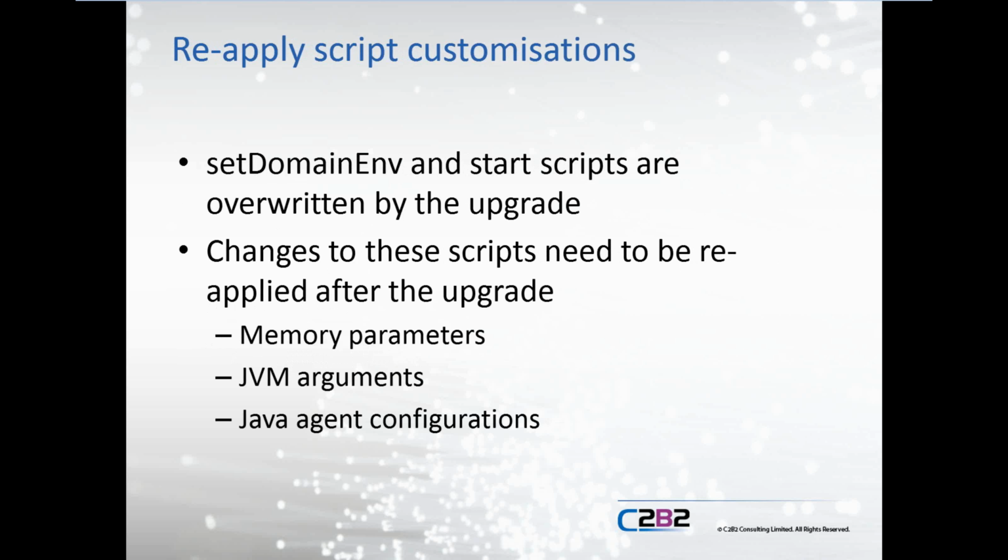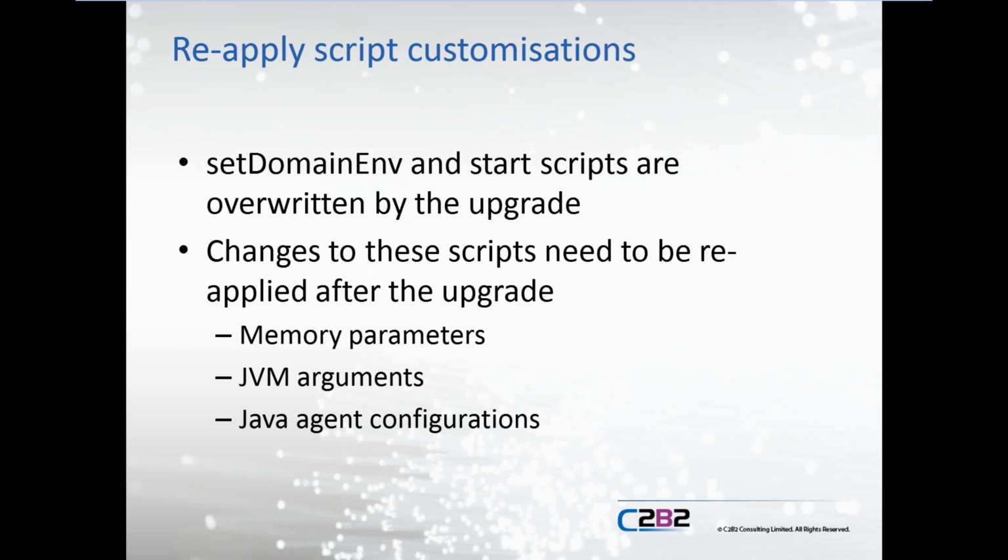So reapply script customizations, and this is one of the key ones really. The installer will overwrite any start scripts with new versions. It needs to do this so that the scripts are pointing to the correct binaries. So the scripts in your domain will have been pointing to the binaries for starting and running Oracle SOA Suite 11G. And so it overwrites these scripts with scripts that point to the binaries for your Oracle SOA Suite 12c install.